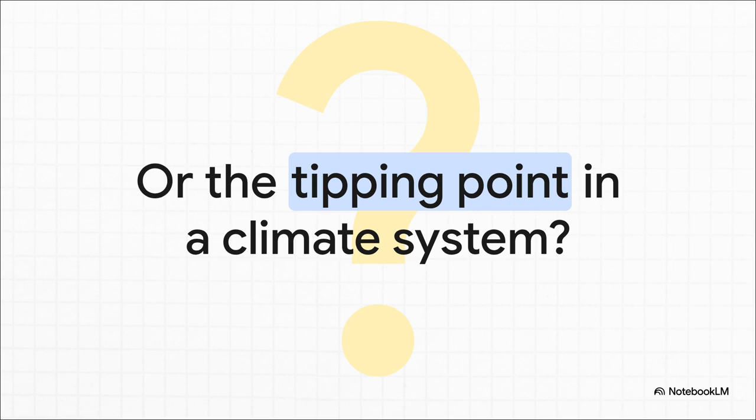Okay, and what about something way bigger? Something way more critical? How do you possibly represent the exact moment a whole system, like say our climate, just flips into a totally new state? Our usual diagrams, they just don't have the words, the vocabulary for these kinds of massive changes.